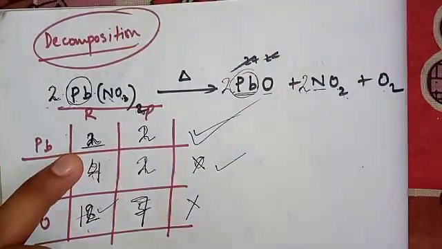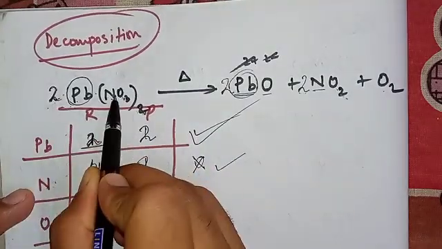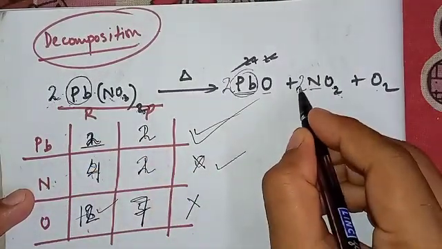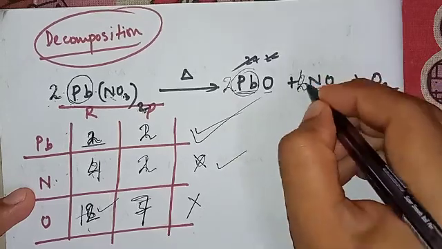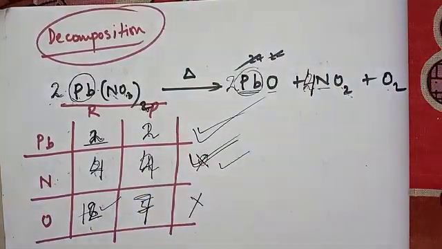It's balanced now. Simple. Now let us move to nitrogen. How many nitrogens are there? 2 2s are 4. Previously we had 2 over here. So we will put 4 over here. Now again it is balanced. Okay. Done.